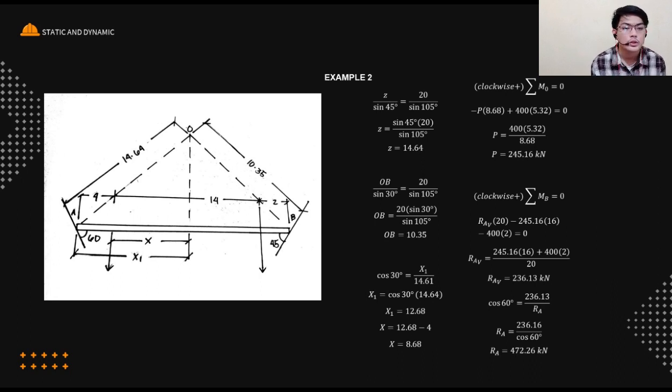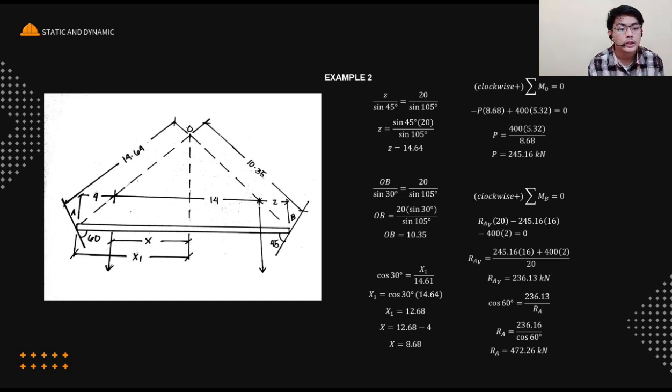Now we have our summation of moments, where clockwise is always positive, equal to 0. Our P, which is counterclockwise, would be negative P, and its moment arm is 8.68 as we computed earlier, plus 400, whose moment arm is 5.32, equal to 0. Segregating this, we move P to the right side, turning its sign positive, and divide both sides by 8.68, which leads to P being equal to 245.16 kilonewtons.